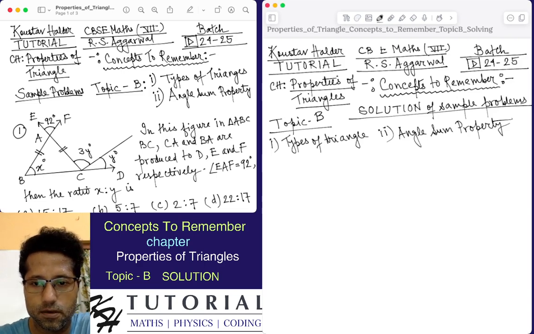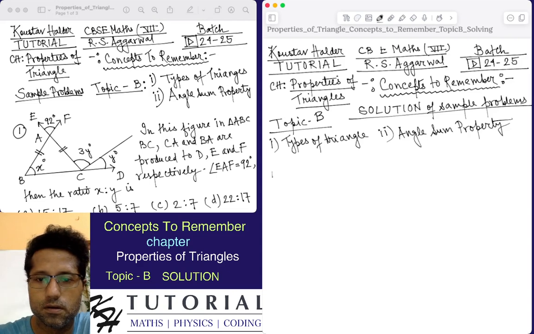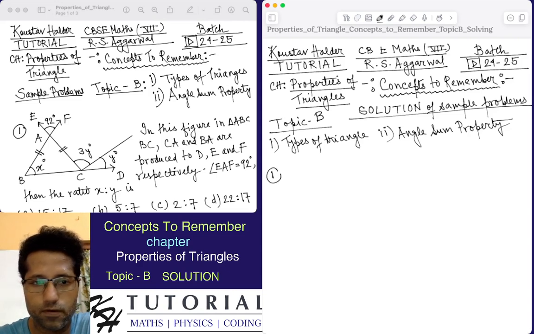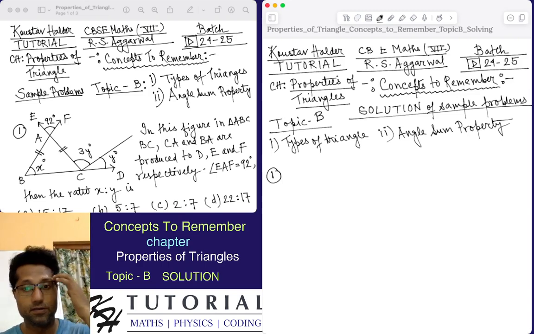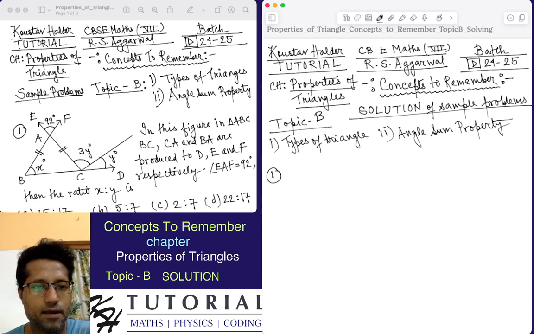The first one is based on a figure. It is saying that in this figure, in triangle ABC, BC, CA and BA are produced to D, E and F. So BC has been produced to D, BA has been produced to F, and CA has been produced to E respectively. Angle EAF is given to be 92 degree. Then the ratio X is to Y is. Now what is X? In the figure it is marked. X is the measure of the angle.